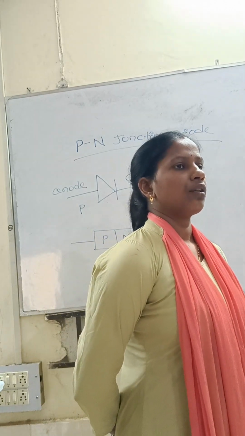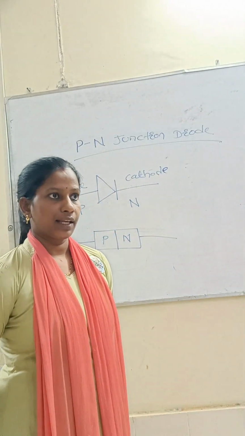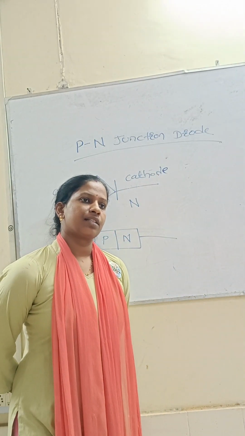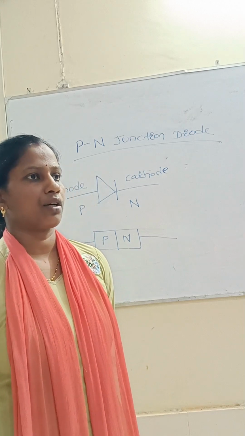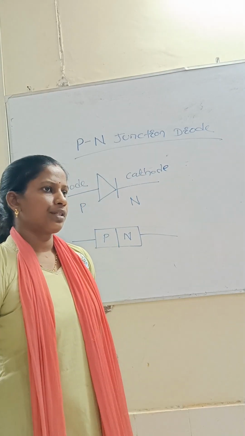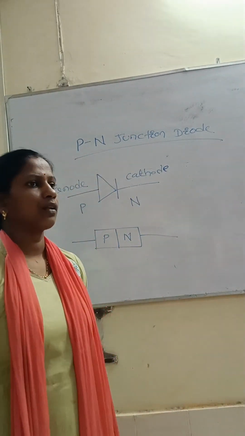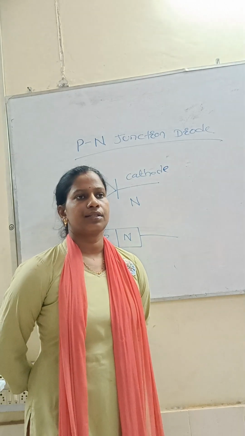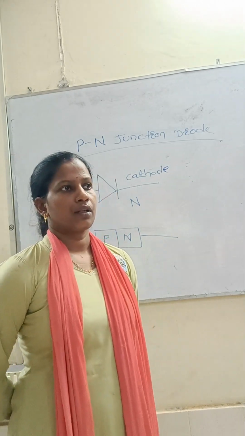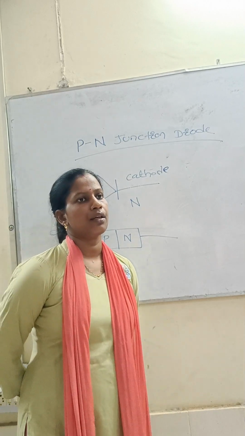Then what is the resistance value of forward bias PN junction diode? The resistance value of forward bias PN junction diode is very low, in the range of ohms only. Then what is the resistance value of reverse bias PN junction diode? The reverse bias PN junction diode offers very high resistance, in the mega ohm range. Next question. In which direction does current flow in PN junction diode? Current flows from P to N side through the PN junction diode. Then what is zero bias? When no external voltage is connected to the PN junction diode, then the junction diode is said to be zero biased.